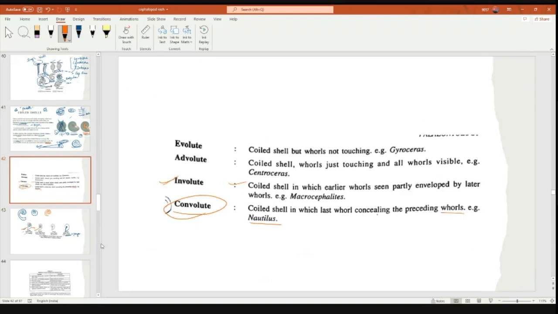You have to go through this book once. These are partially enclosed or partially involved by lateral walls. So the example is the microcephalites. Convolute example is nautilus. Advolute, which is barely touching, very little touching, so this will be centroceras. And evolute, we already saw, guys, which is loosely coiled. So these are the gyroceras, which is loosely coiled or open coiled. Clear? You have to remember the definition as well as the example.